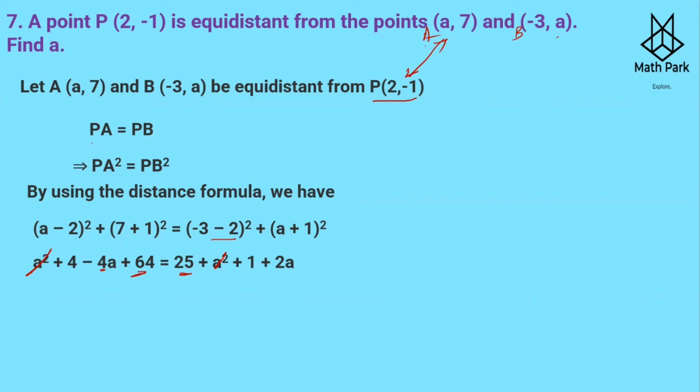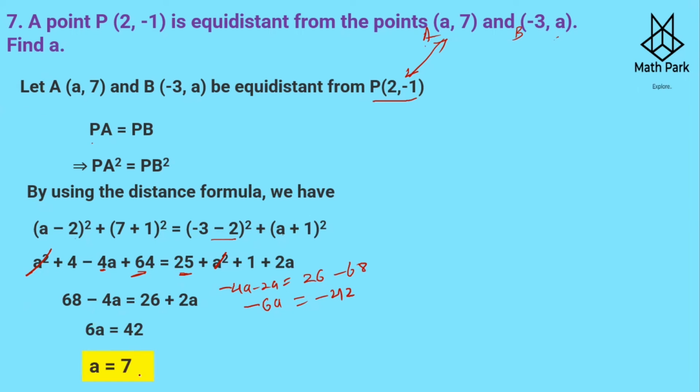And this is minus 4a. Now you can bring this minus 4a this side, so we get minus 4a minus 2a is equal to 26 minus 68. Minus 4a minus 2a is minus 6a is equal to 26 minus 68, which is minus 42. This is how you get 6a is equal to 42. So a is equal to 42 divided by 6, which is 7. Got it?